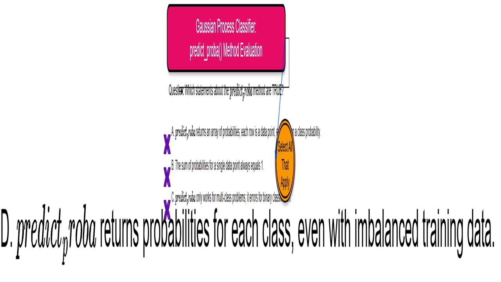Even if your training data has a lot more examples of one class than another, like much more spam than not spam, we'll still give you probability estimates for each class. The probabilities might be skewed because of the imbalance, but you'll still get a probability for every class.